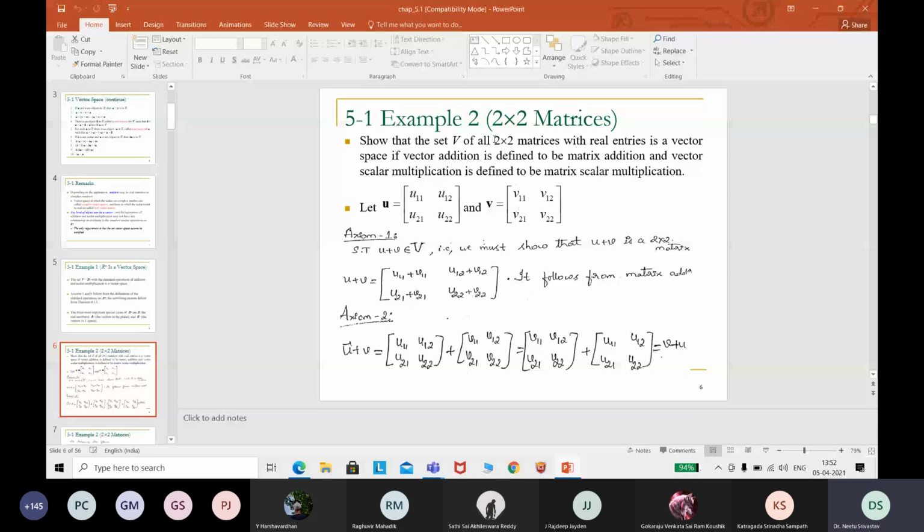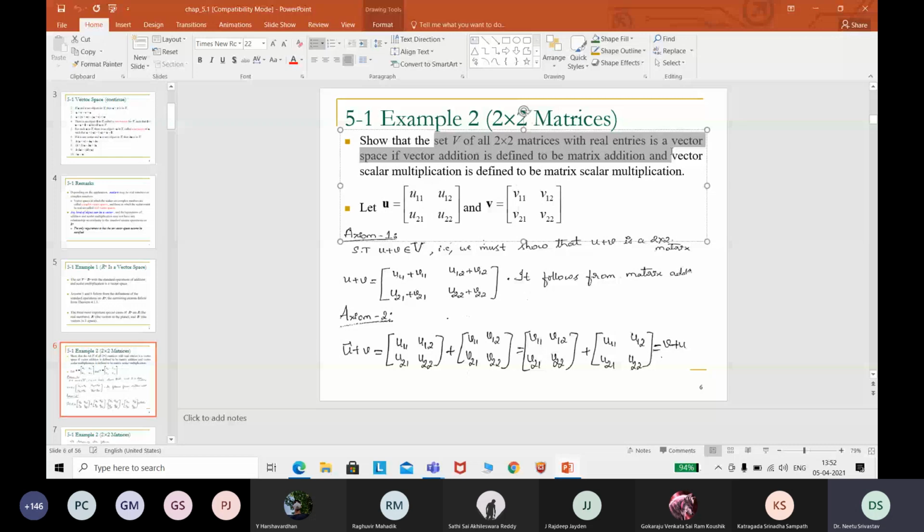So here you see that what they have given is a 2 cross 2 matrix with real entries. When you are adding real entries, you will get real numbers only, correct? So here you have a set V of all 2 cross 2 matrices with real entries, which is a vector space, and the vector addition is defined as matrix addition and vector scalar multiplication is defined as matrix scalar multiplication. Now U is U11, U12, U21, U22 and V is V11, V12, V21, V22.